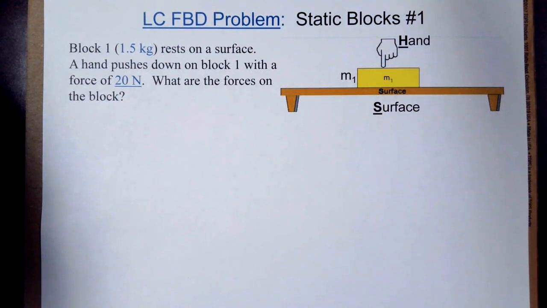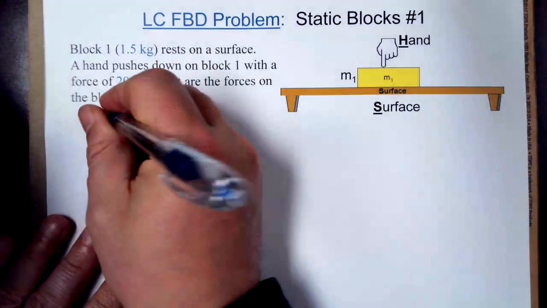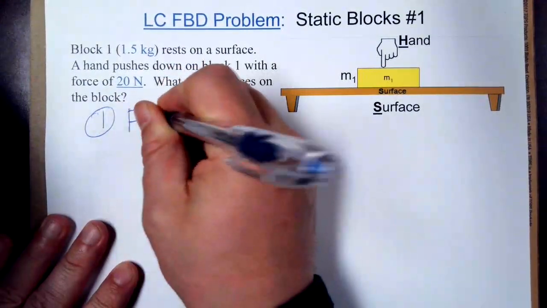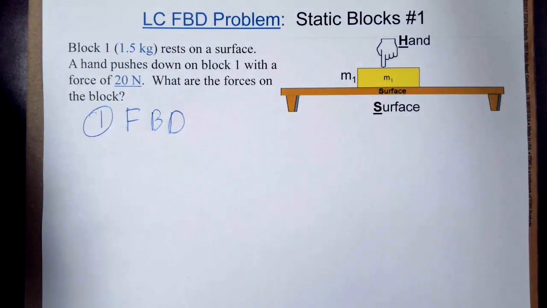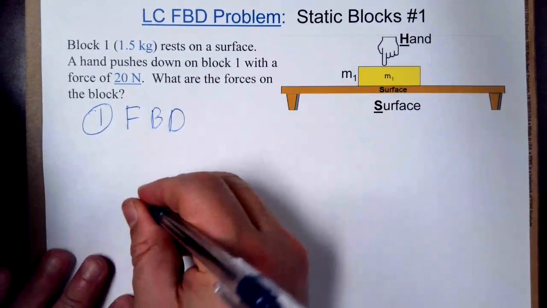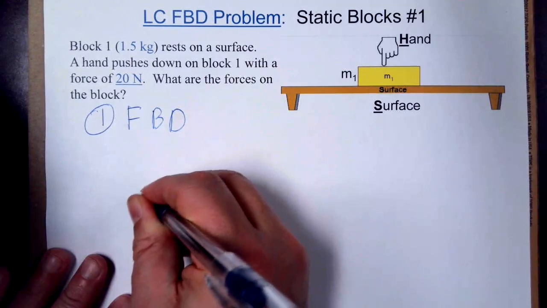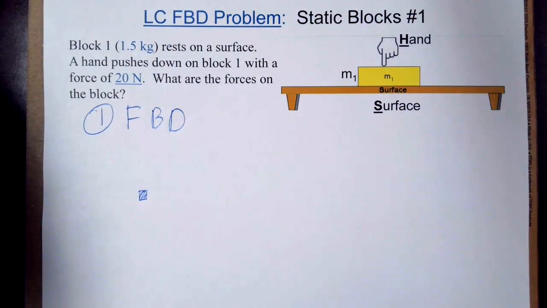In order to do this, we do a two-step process. The first step is to draw our free body diagram. In our free body diagram, we basically just sketch something out. I'm just going to use a block here, and then draw arrows to indicate the different forces that are acting on our block.